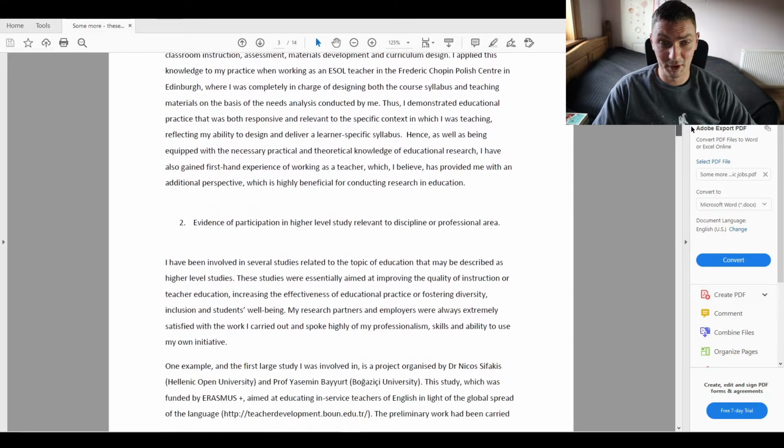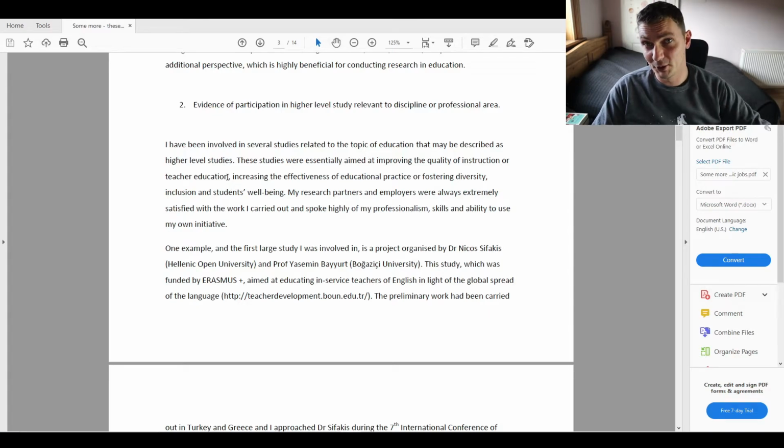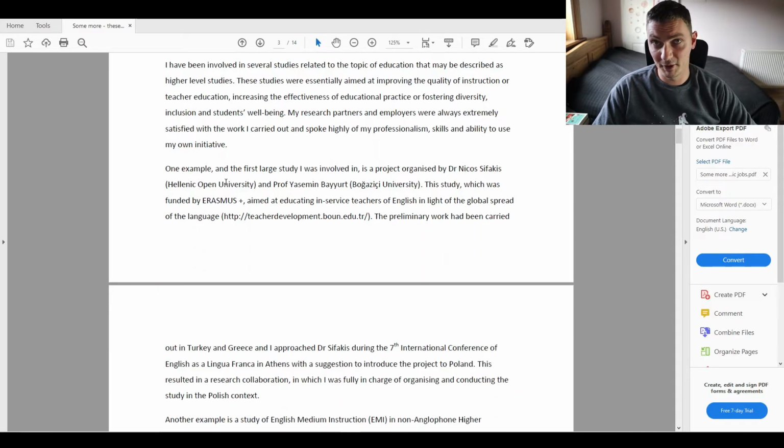So I've been involved with several studies related to the topic of education. This one was about teaching a research course, so it was about teaching, but also about having these research skills. So, evidence of participation in higher level study. Here I used the exact same example that in the previous one I used for talking about appealing to different stakeholders and colleagues outside and inside the university.